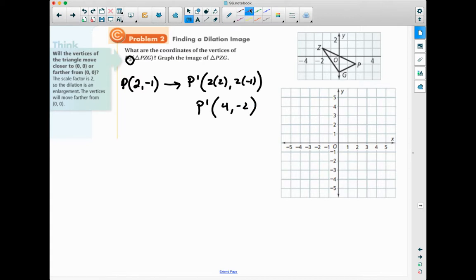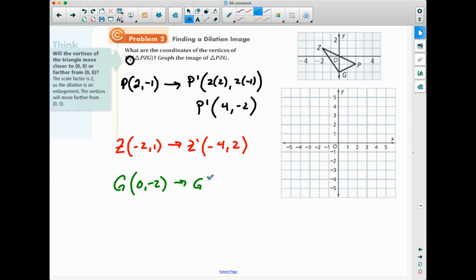Now let's go ahead and do Z. So Z has the ordered pair -2, 1. So Z prime, I'm going to just double each one of these. So it's going to be -4, 2. And then G has the coordinate 0, -2. So G prime, I'm going to double each one of these. So it's going to be 0, -4.